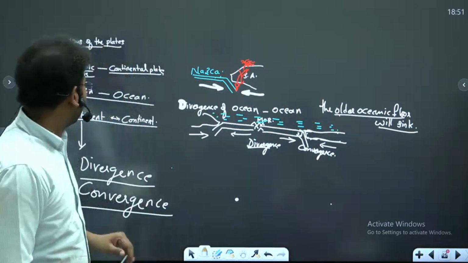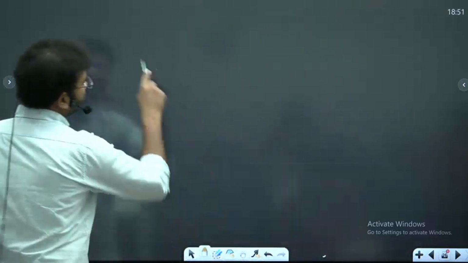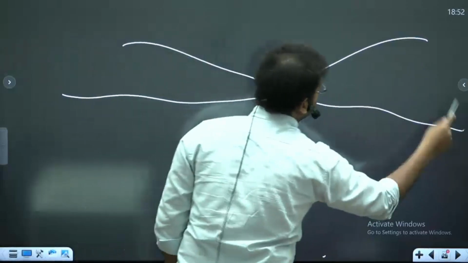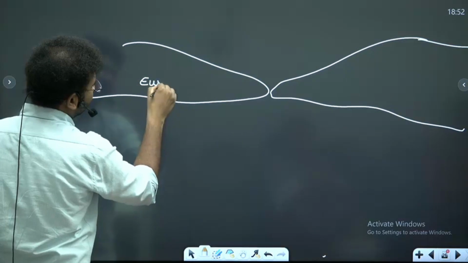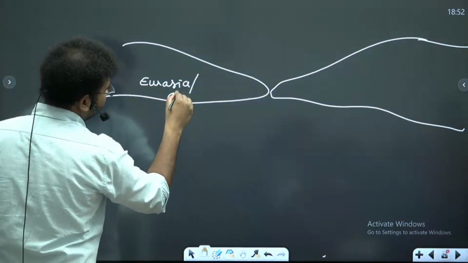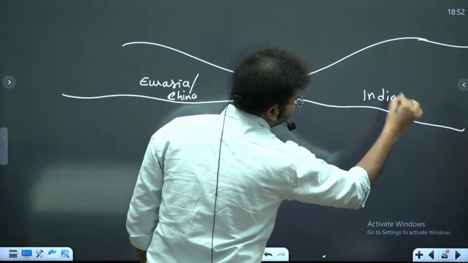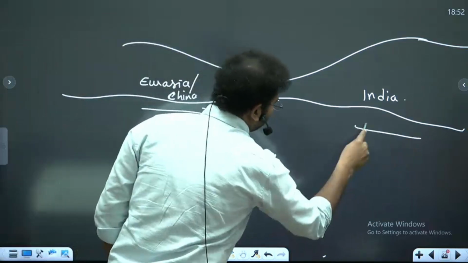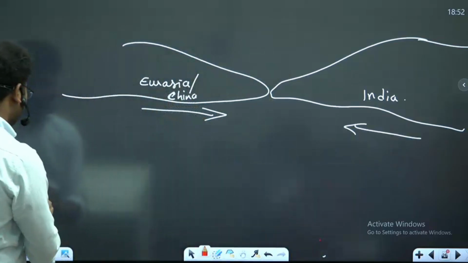Right? So coming to the continent, divergence and convergence. See, first let's try to understand the convergence of the continent. This is also a continental plate. This is also a continental plate. Let's understand this is Eurasia or China, and this is India. What happens in this if there is convergence? Now in the convergence, at the bottom, what do you see? There might be a rising limb here.